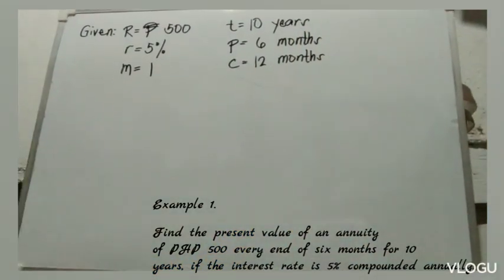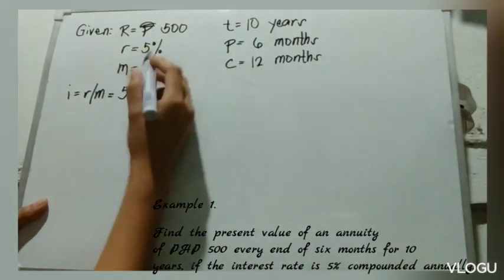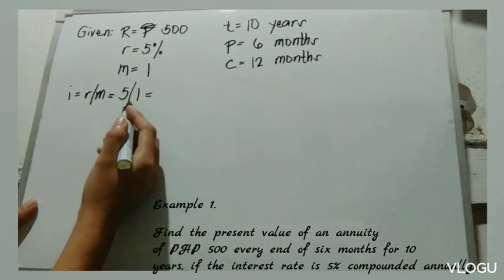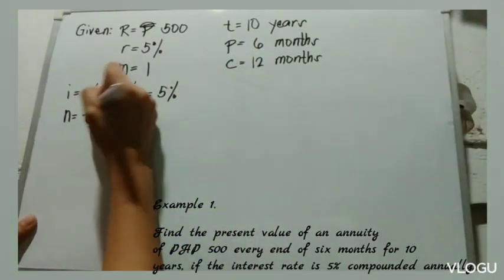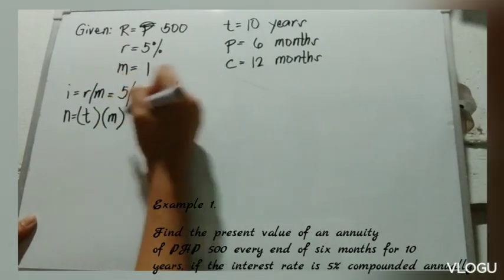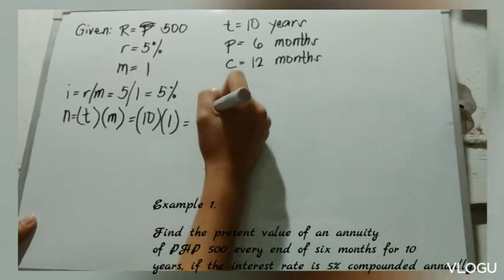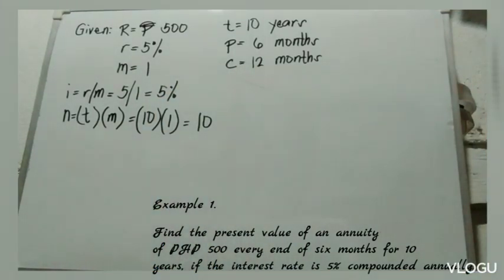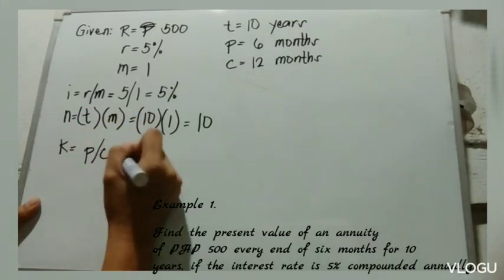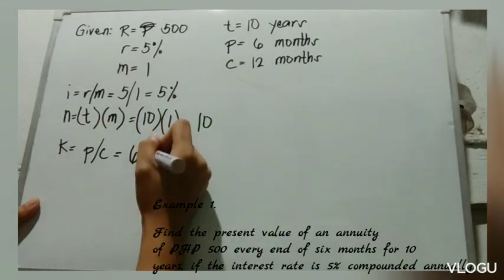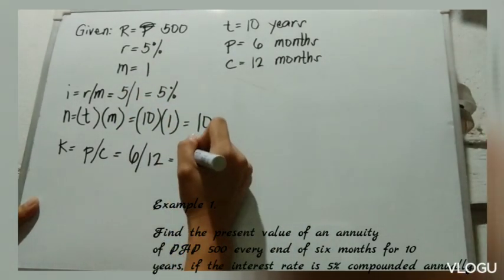So let's answer the I, N, and K. I is equal to R divided by M. So our rate is 5 and our M is 1. 5 over 1 is equal to 5%. So for our N, let's multiply time, which is 10 years, by our M, which is 1. 10 times 1 is equal to 10. So the K is P over C. Our P is 6 and our C is 12. Let's find the least common denominator, LCD.